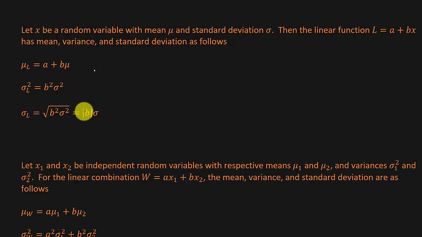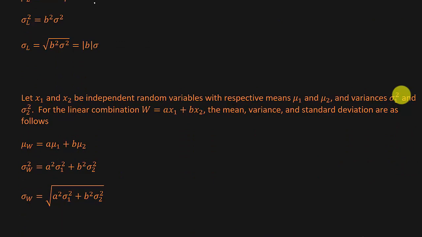All right. And then if we have, let x1 and x2 be independent random variables with respective means mu1 and mu2, and variances sigma sub 1 squared and sigma sub 2 squared, for the linear combination W equals a times x sub 1 plus b times x sub 2, the mean, variance, and standard deviation are as follows. And it's these formulas here. I'm not going to read through them. You can look at them and see, but the mean for W is a times mu sub 1 plus b times mu sub 2, and so on. Okay, and the variance is a squared times sigma sub 1 squared plus b squared times sigma sub 2 squared. And then, of course, the standard deviation is just the square root of that variance.